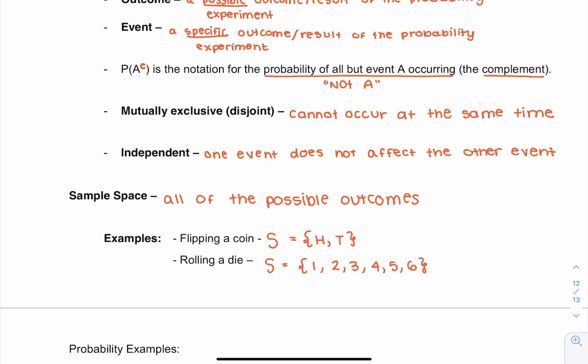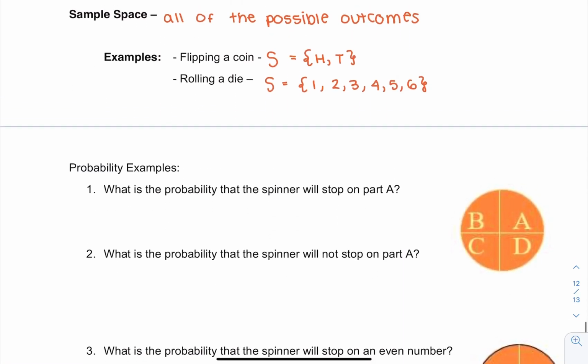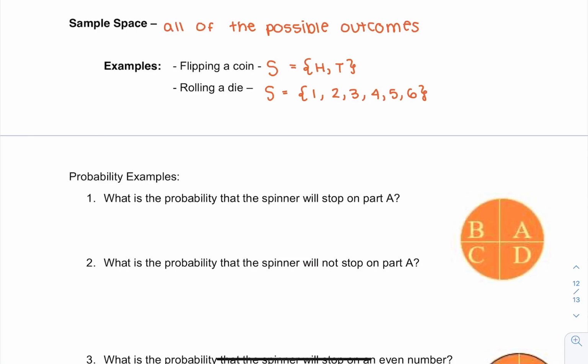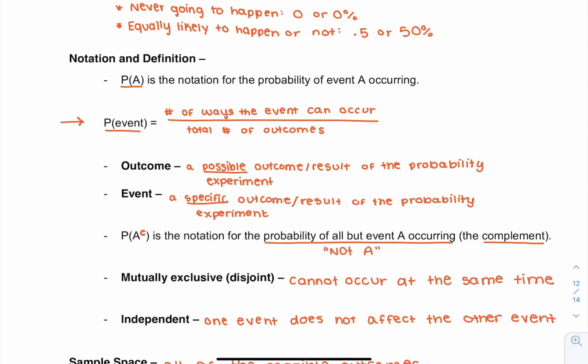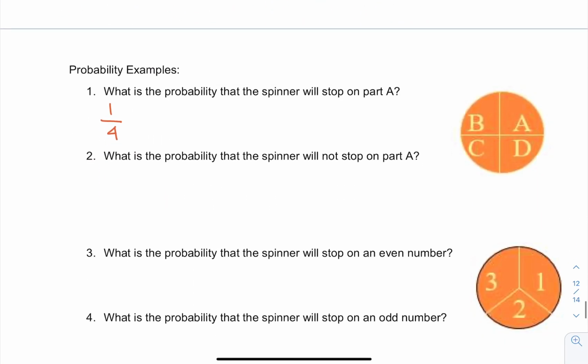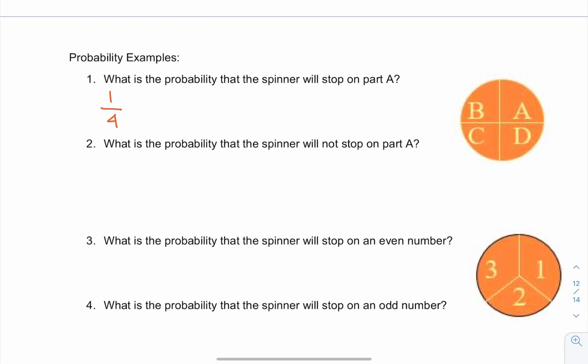So now let's do a few examples. Let's say we have this spinner on the right with A, B, C, and D. What is the probability that the spinner will stop on part A? Well, the first thing I can say is there's only one real option that it stops on A out of 4 total options. So that goes back to what we talked about: the probability of an event is the number of ways it can occur over the total number of outcomes. I can also plug that in my calculator, or I know that the decimal is 0.25. Or remember, I can express it as a probability or percent. So I move the decimal place 2 to the right, and I get 25%.